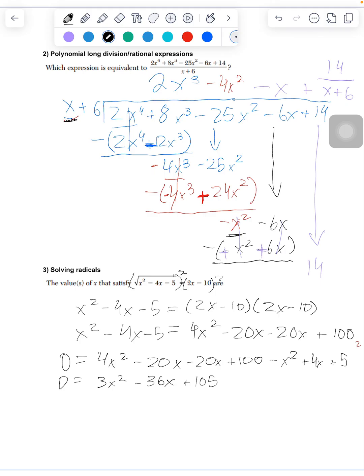So this is a big one. You could factor it; we could take out 3 from everything. If you're able to factor it, that's good. Let's just use the quadratic formula because that's what we're used to recently. So A is 3, B is negative 36, C is 105. Oh my God, this is too much. Maybe we should factor it.